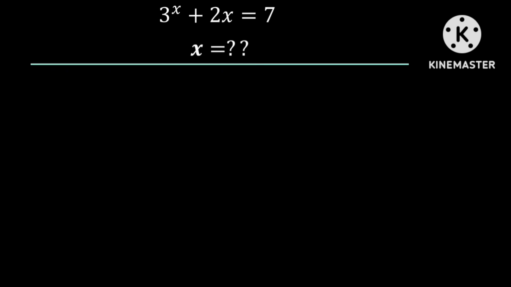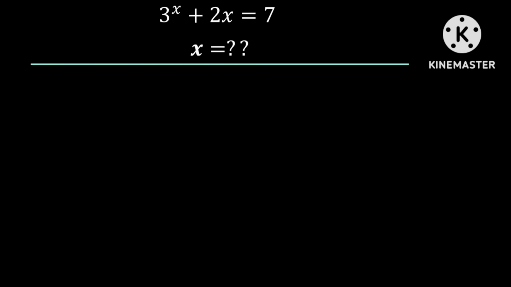In today's lesson, we have another interesting question. We are given that 3 raised to the power x plus 2x is equal to 7, and we need to find the value of x. In solving this question, we are still going to apply the Lambert W function, which I explained in our last video. I'm going to put a link to that video in the description below.